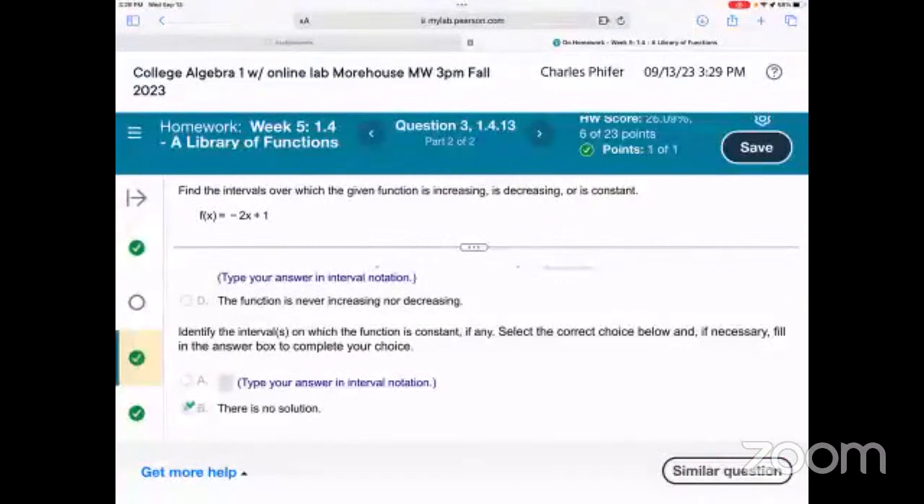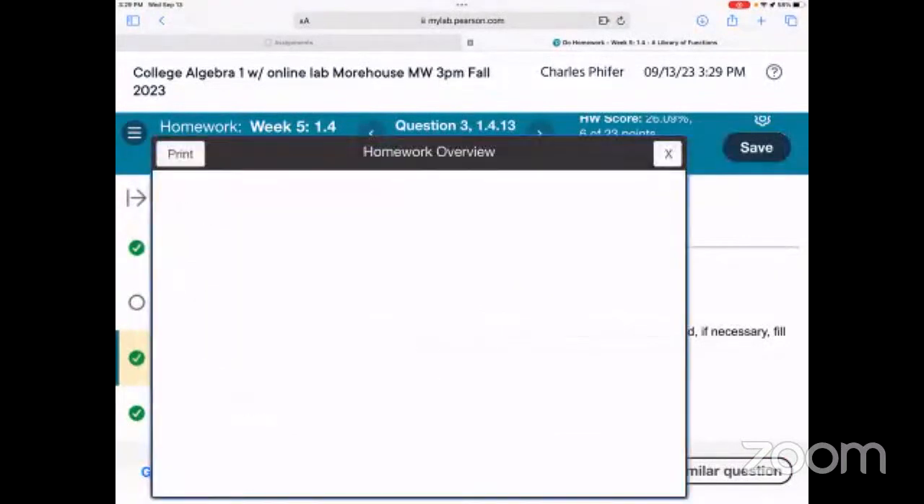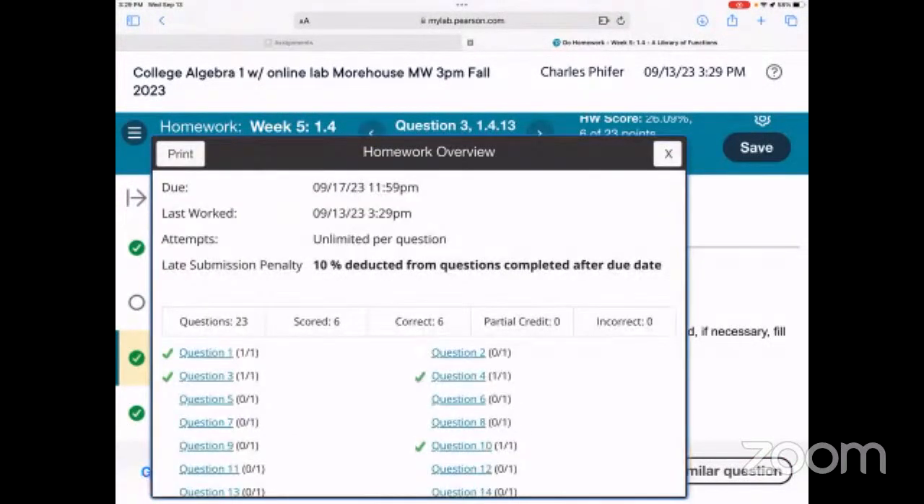Okay. Hey, Google, give me a random number between 1 and 23. 1. All right, so we did 1. Let's go on to 2.